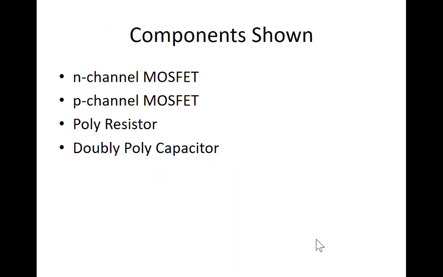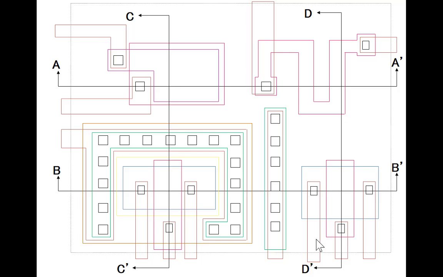I'm going to look at an N-channel MOSFET, a P-channel MOSFET, a poly resistor, and a double poly capacitor. Primarily, this process is set up for making N-channel and P-channel MOSFETs, but a poly resistor and a double poly capacitor come along fairly easily. There are some other niche devices available in that process as well.